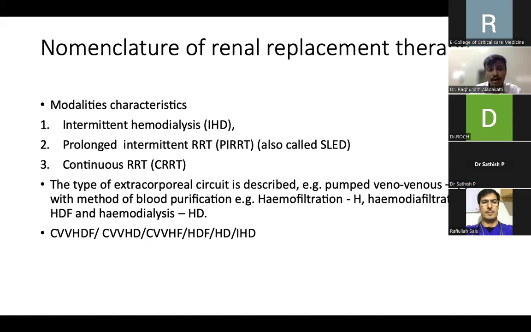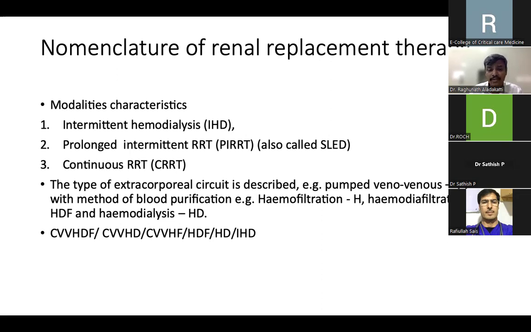That is called prolonged intermittent renal replacement therapy, PIRRT, also called SLED. SLED is nothing but slow efficiency dialysis. So most commonly used is IHD. If there is a risk of hypotension and you don't want to remove fluid in a shorter duration, you want to increase the duration, then we can go for prolonged intermittent RRT or SLED.